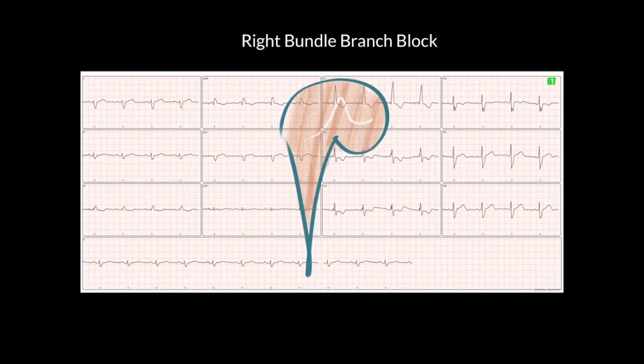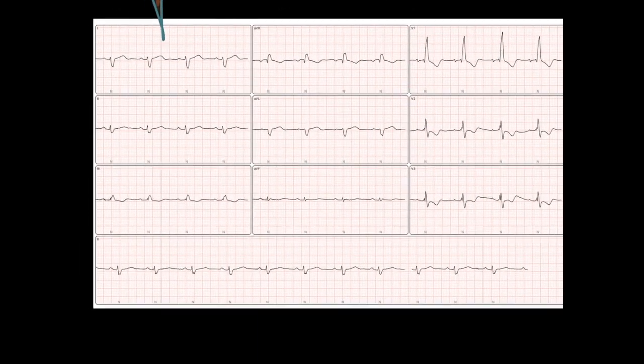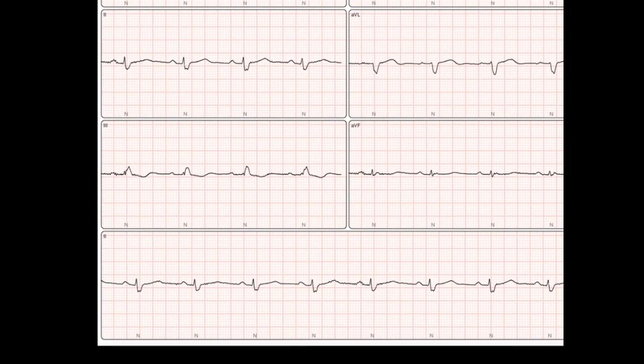As always, we begin with the P waves, and when we look at these P waves in this ECG, we see upgoing P waves in the inferior leads. These upgoing P waves in the inferior leads tell us that depolarization is beginning at the SA node and traveling in the proper direction towards the AV node.